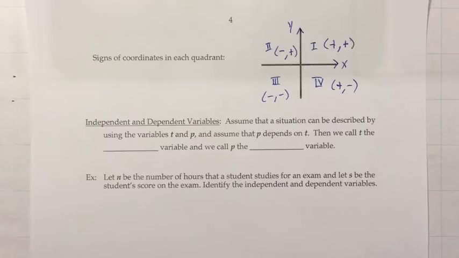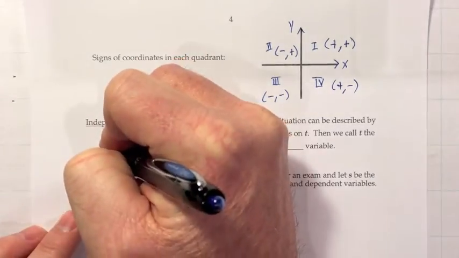Alright, when we're working with ordered pairs, we often want to think of there as being an independent and a dependent variable. So assume that a situation can be described by using the variables t and p, and assume that the value of p depends on the value of t. Then we call t the independent variable and p the dependent variable.